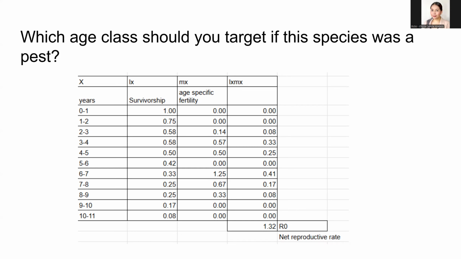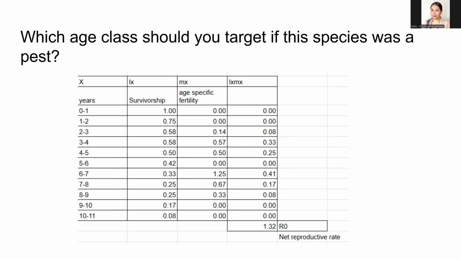Okay, last opinion on this question. Herschel, let's hear from you. Similar answer lang po as them na yung 6 to 7 po yung dapat focusan po if we were trying to eradicate this species. Since if yung net reproductive rate po natin is 1.32 and we eradicate po yung 6 to 7 with value of 0.41, yung magiging net reproductive rate po would be below 1 po, leading to the shrinkage po ng species in population. Okay, thank you for that, Herschel.